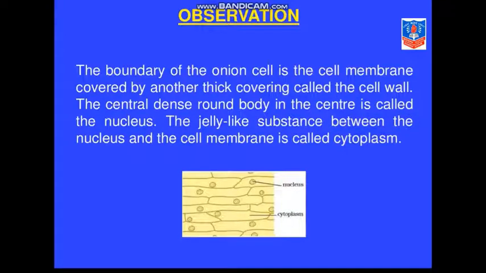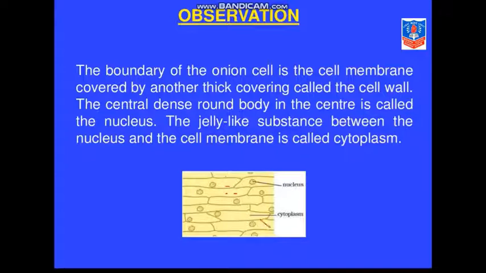So you will see the figure something like this. This is the observation. The boundary of the onion cell is the cell membrane. ये जो onion cell की आप boundary देख रहे हैं ना, हर एक cell को एक boundary differentiate करती है, उसे हम cell membrane कहते हैं. Covered by another thick covering called the cell wall. Cell membrane को भी एक thick rigid wall से covered है, जिसे हम cell wall कहते हैं.